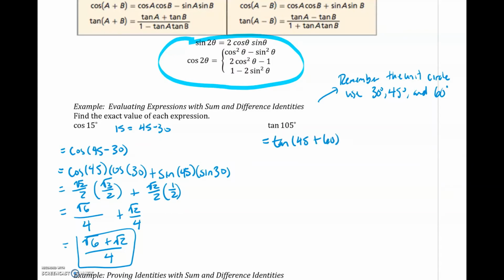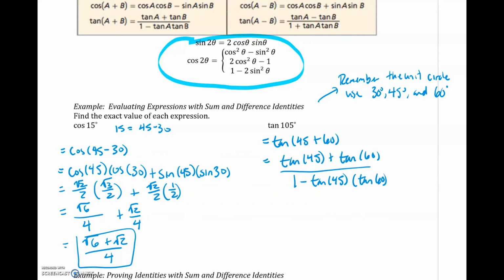plus 60 equals 105. And then I can see, okay, I'm using a sum identity where A is 45, B is 60. So I'm going to make a fraction of tangent 45 plus tangent 60 over 1 minus tangent of 45 times tangent of 60.